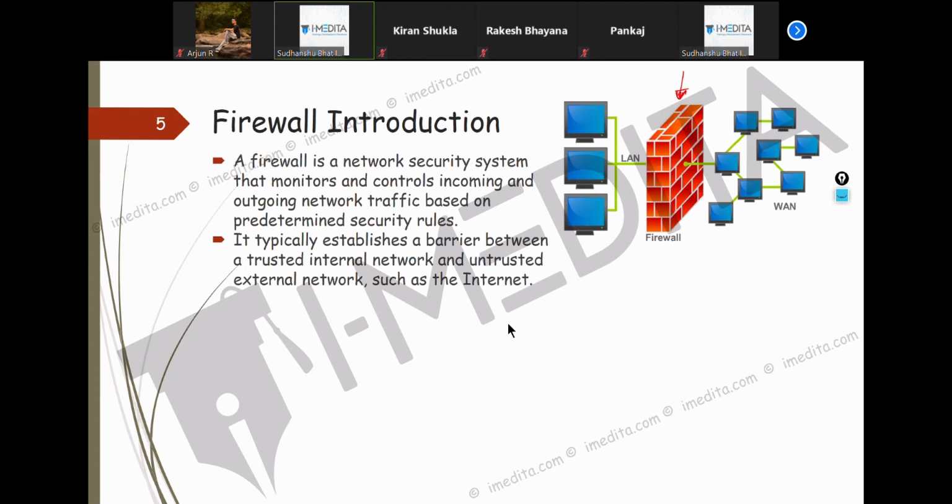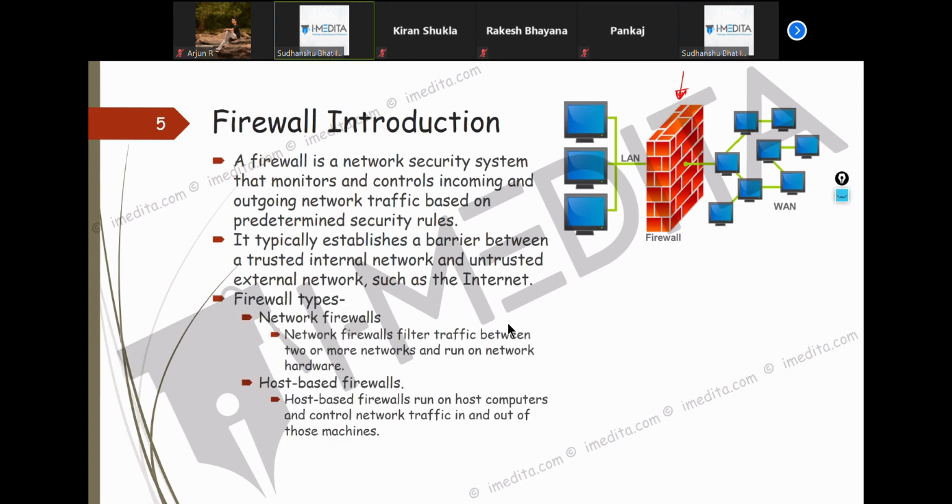Now there is also a firewall for end devices, like you might have witnessed Windows firewall. So if you consider that, there are two types of firewall: network firewall and host-based firewall. Our focus is not much on host-based firewalls because we are focusing on the network side. Host-based firewalls run on end devices, like Windows and Linux operating systems having a firewall.